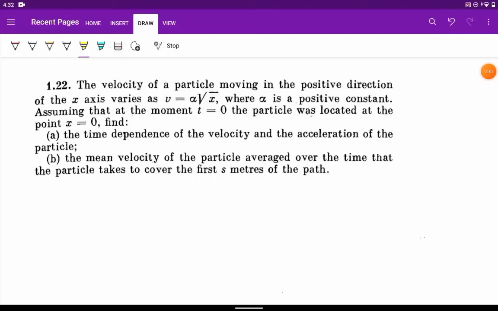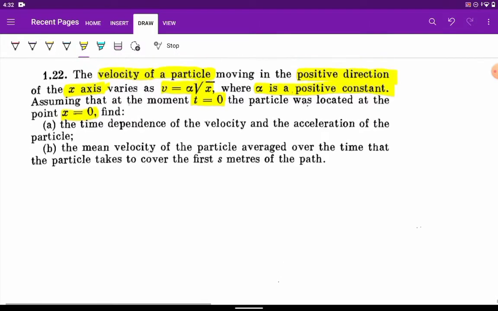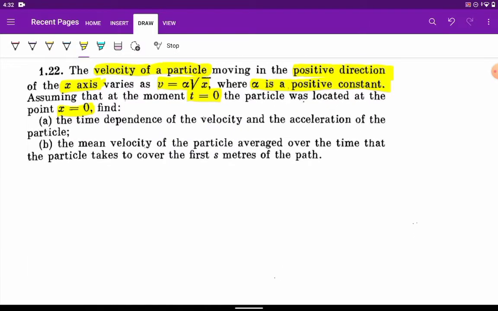So in this particular problem, the velocity of a particle is given in terms of the x coordinate, or the displacement with respect to the origin. That is a difference as compared to the previous problems that we have encountered. It is moving in the positive direction of the x-axis according to v equal to alpha root x, where alpha is a positive constant. Assume that at the moment t equal to 0, the particle was located at point x equal to 0. That is, at t equal to 0, it is at the origin, moving along the positive direction of the x-axis.